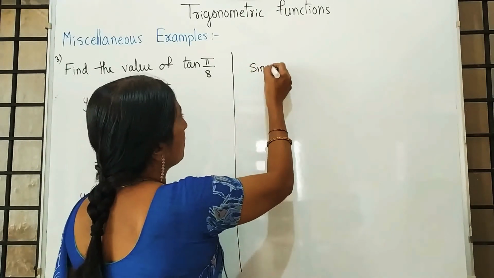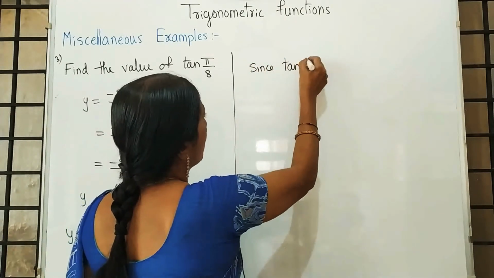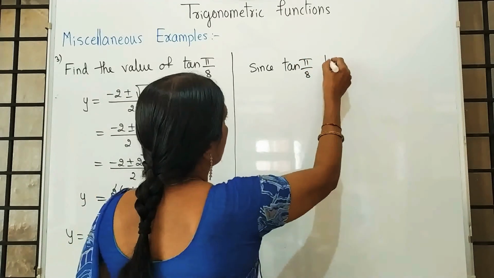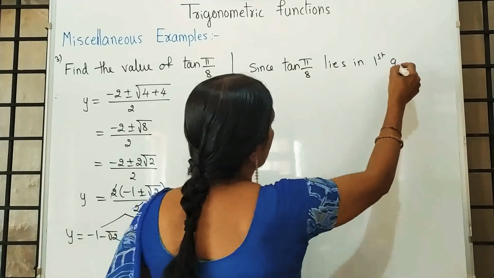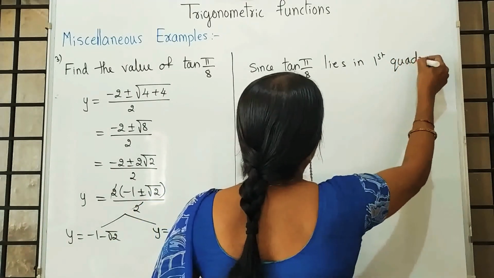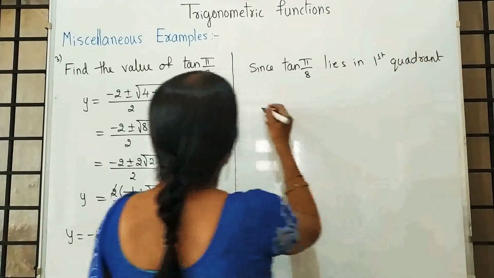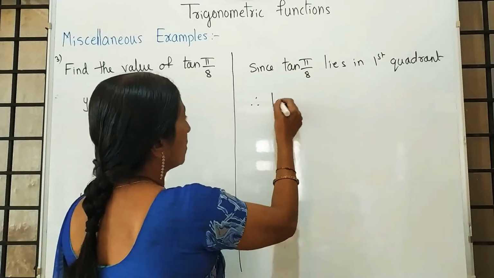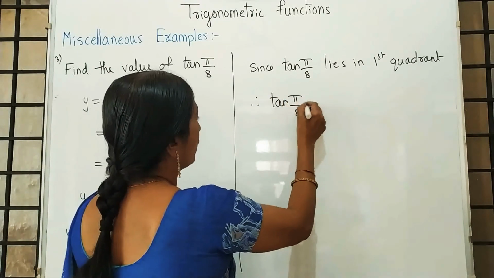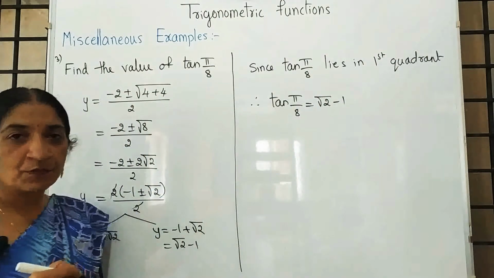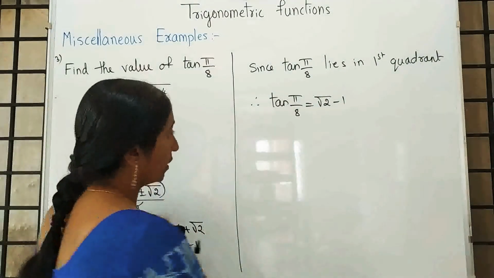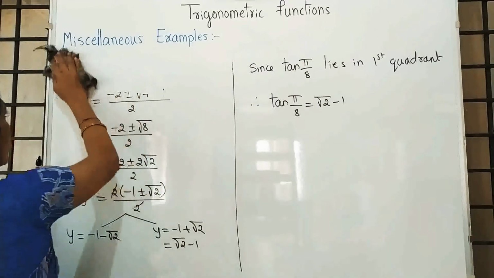Since tan pi by 8 lies in the first quadrant, therefore tan pi by 8 value is root 2 minus 1. See, is it simple or what? Yes. Moving to the next example, the fourth one.